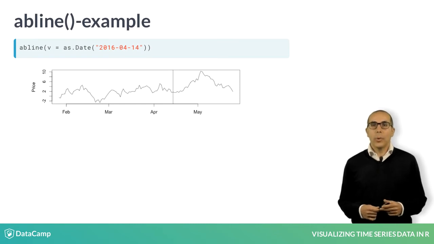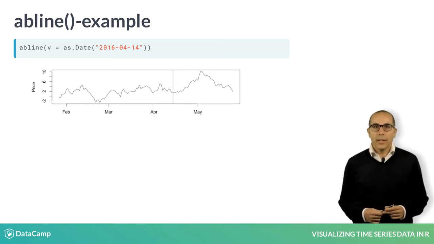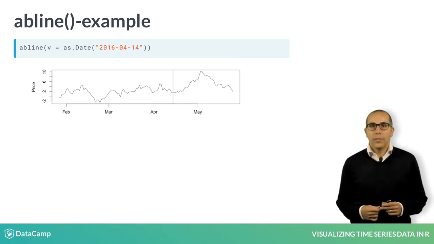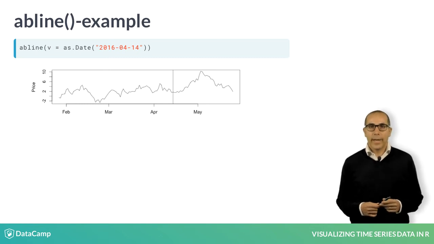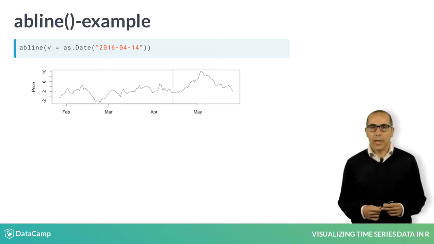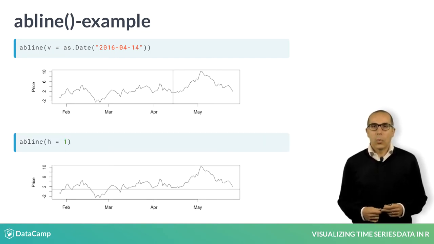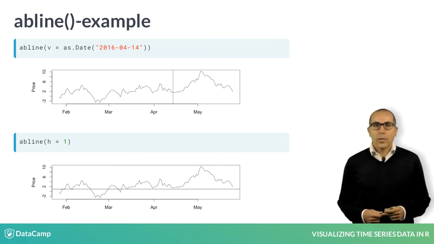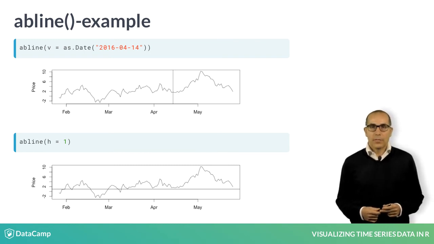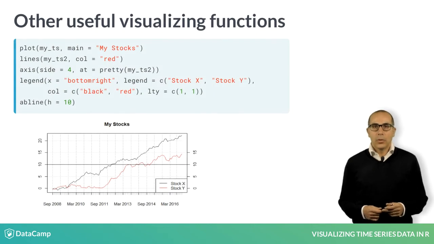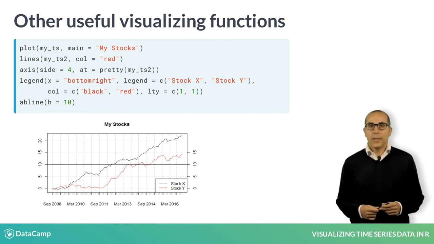To highlight a certain point in the time series, use abline. With abline, you can highlight a certain date with the option v equals x, where x is a date in the index of your time series. You can also highlight a certain value of your time series with h equals y, where y is a certain value of your time series. In this example, you draw a horizontal line where the value of the stock price equals $10.